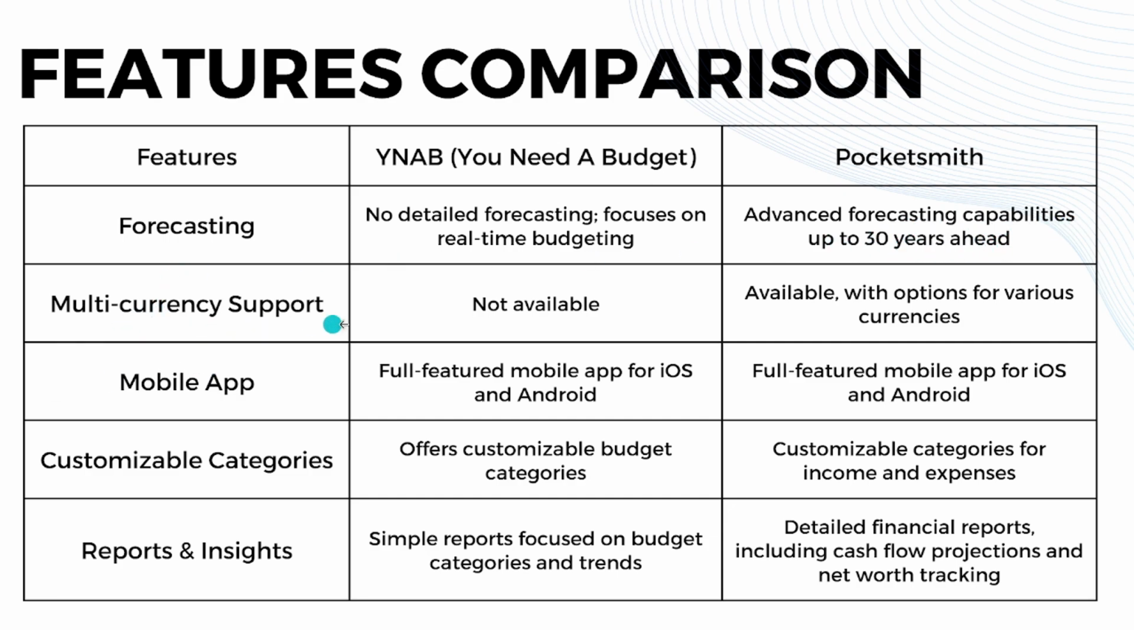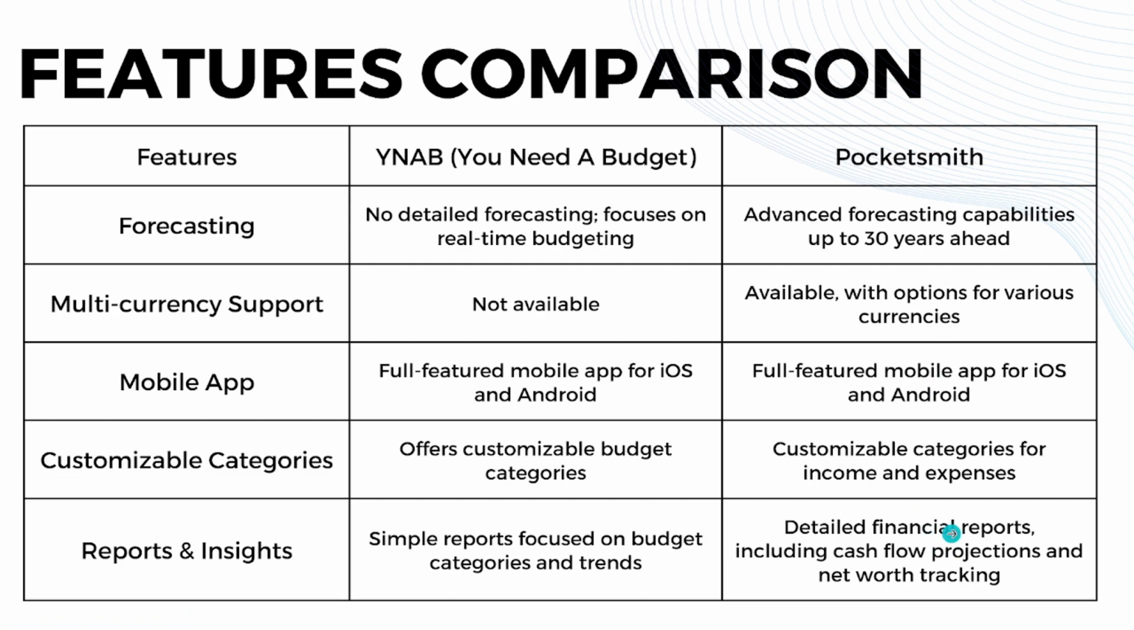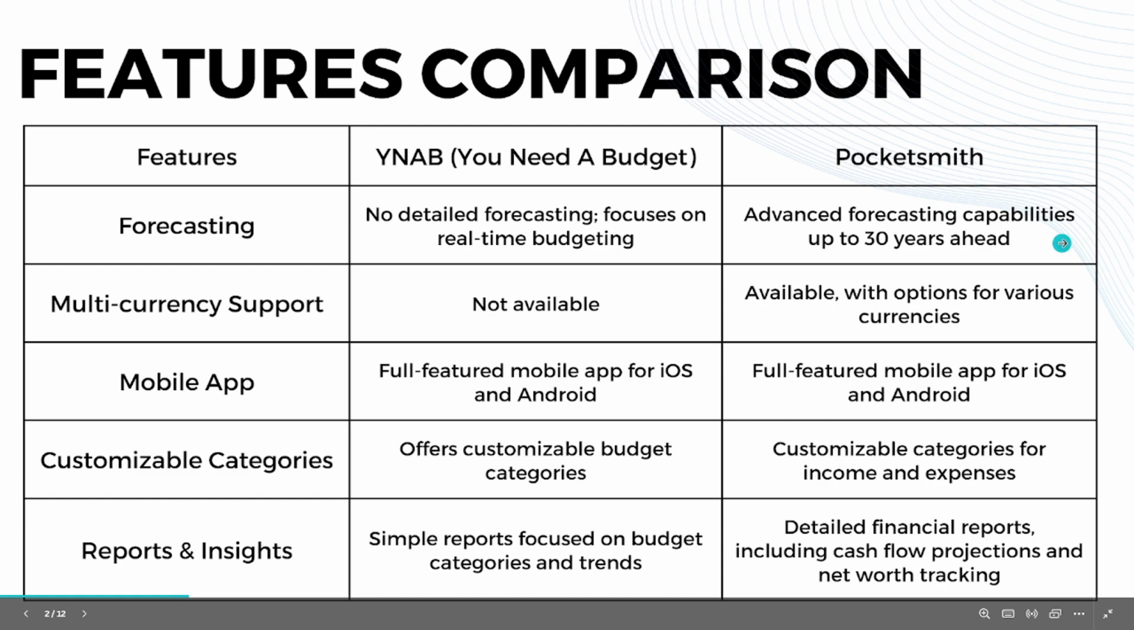For multi-currency support, YNAB doesn't have that support, while Pocketsmith has multi-currency support available with options for various currencies. For mobile app, of course, both platforms have it. They have a full-featured mobile app available for iOS and Android. And for customizable categories, YNAB offers customizable budget categories, while Pocketsmith has the same for income and expenses. And lastly, for reports and insights, YNAB has simple reports focused on budget categories and trends, while Pocketsmith has detailed financial reports including cash flow, projection, and net worth tracking. And that's it for the features comparison.